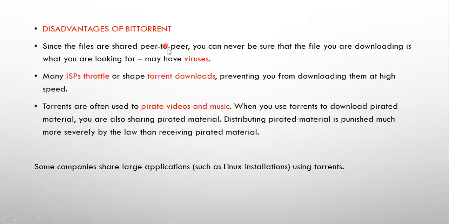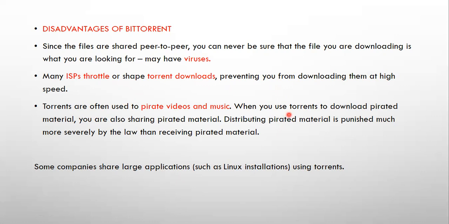The disadvantage of BitTorrent: since the files are shared peer-to-peer, you can never be sure that the file you're downloading is what you're looking for, or it may have viruses. Many ISPs throttle or shape torrent downloads. That means they restrict the torrent downloads, that they throttle the downloads, preventing you from downloading them at high speed. Torrents are often used to pirate videos, music.